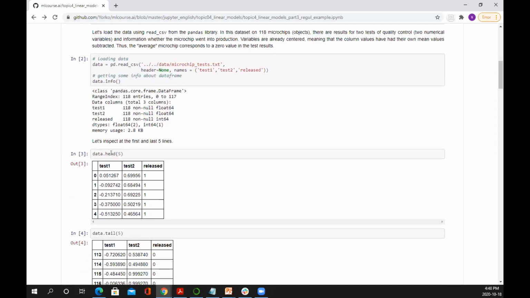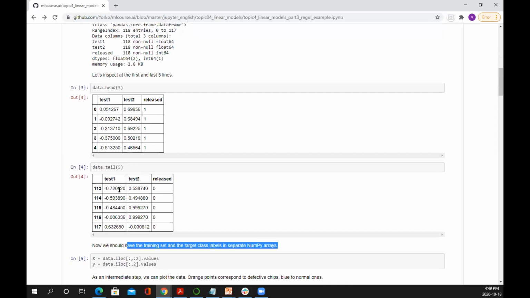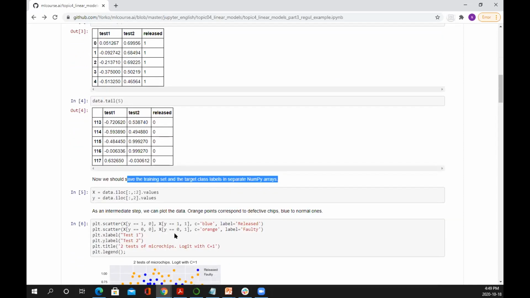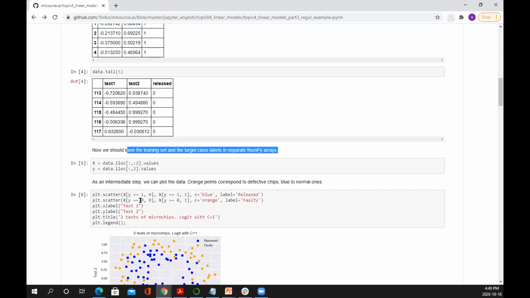That is head 5, which shows test 1 and test 2, and we labeled the columns with header none, test 1, test 2, released. That is reflected here, and this is the last 5 lines. Here we save the data in X and Y. We will work with different target values, which is why we save the original data set in different variables, X and Y.